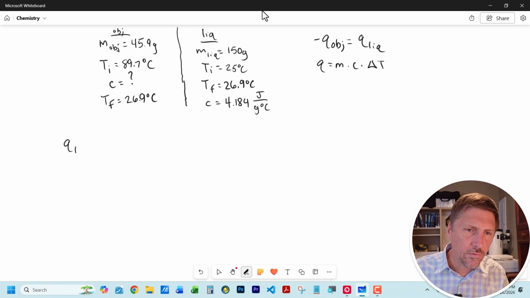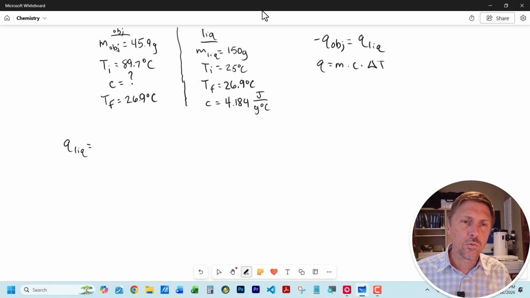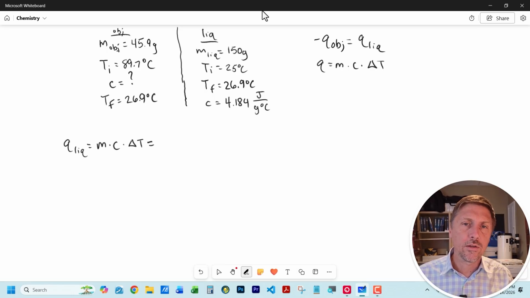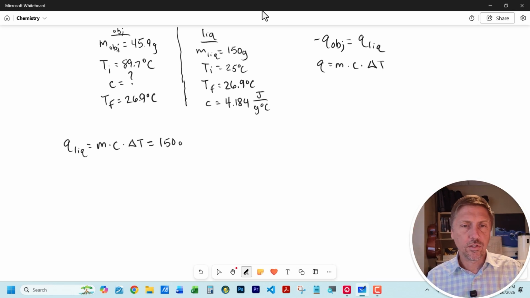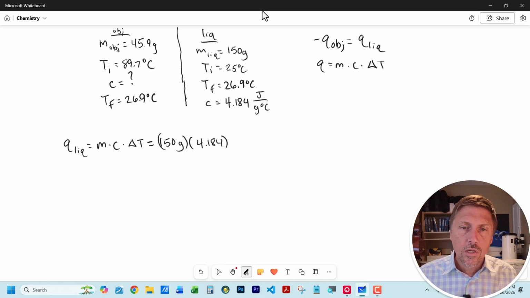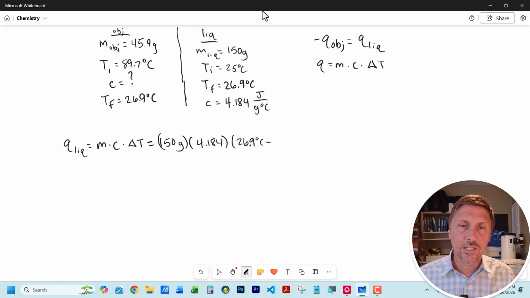Let's calculate first the Q of the liquid. The Q of the liquid equals mass times specific heat times change in T. So plugging those values in, we have 150 grams times 4.184. I'm not going to write down that whole unit for space reasons. Times the change in T, which is the final temperature, 26.9 degrees Celsius, minus the initial temperature, which is 25 degrees Celsius.